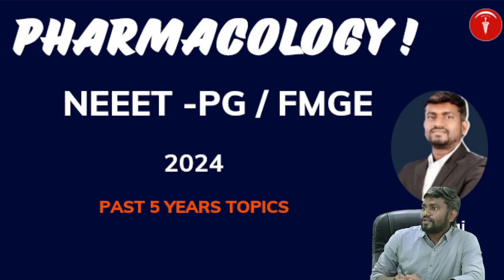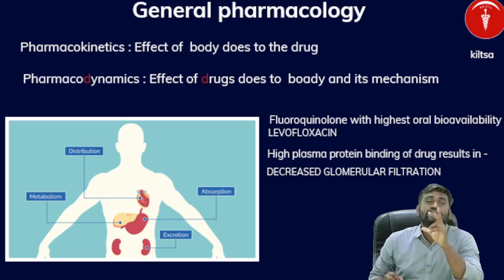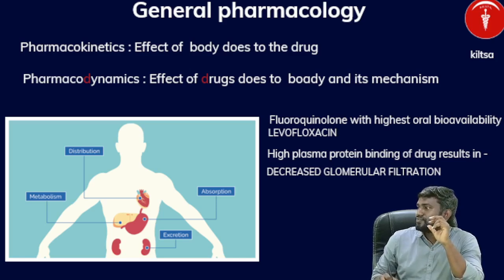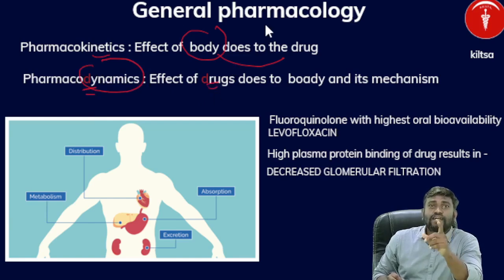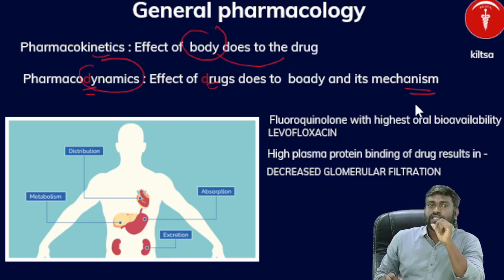Now, remember, in general pharmacology, you're going to revise pharmacokinetics and pharmacodynamics. Pharmacokinetics is the effect of the body on the drug. Remember, in pharmacokinetics, it is what the body does to the drug. In pharmacodynamics, remember, D for the drug. It is the effect of the drug on the body and its mechanism. Very important to know the meaning of the two terms.